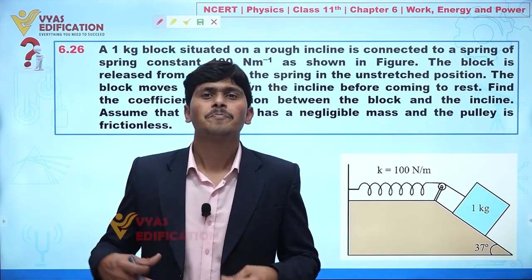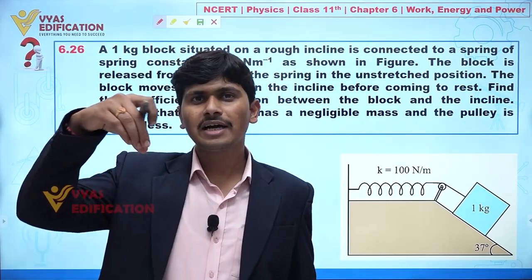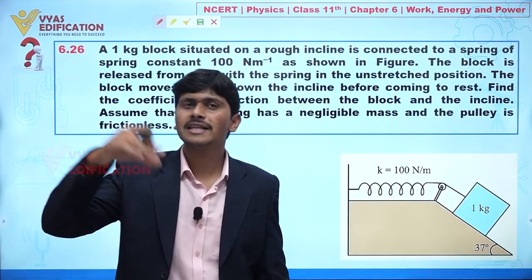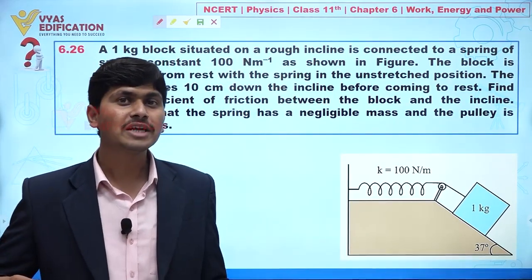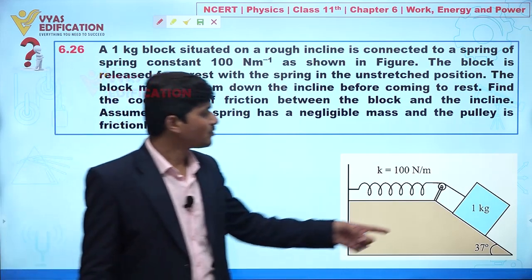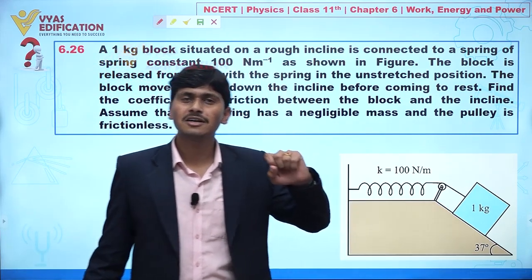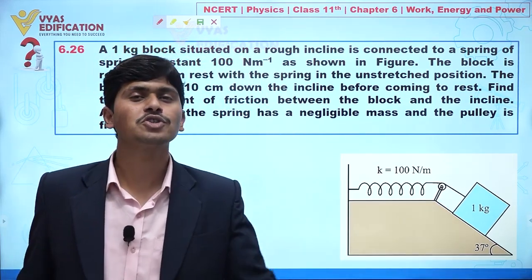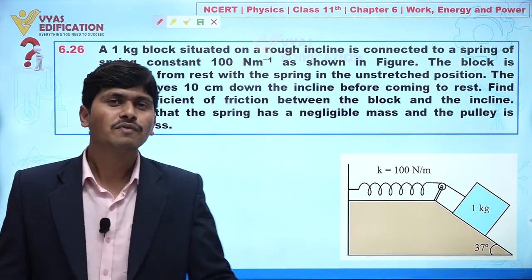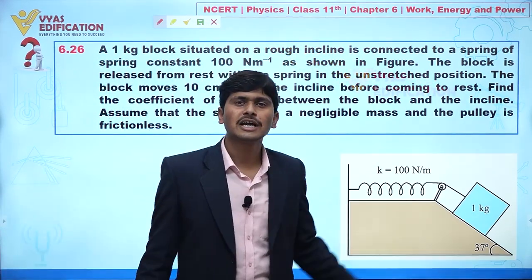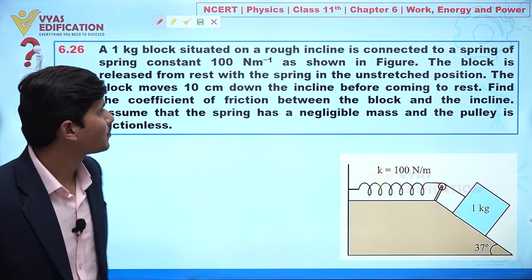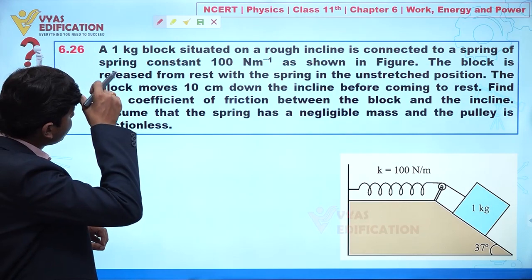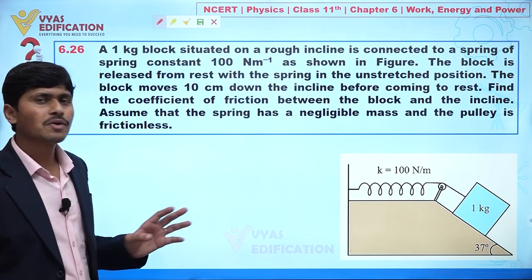Always remember, whenever we release a block that is connected to a spring and the block comes to rest, it means the block is at its extreme position. Yes or no? When the block is at the extreme position, the velocity is 0 but the acceleration is maximum. So now we have to find the coefficient of friction between the block and the inclined plane.